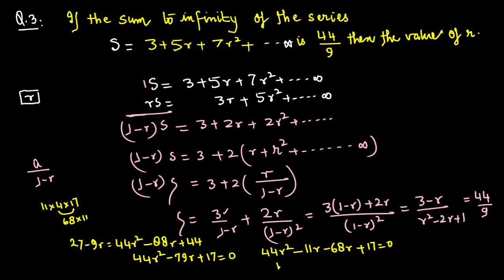From here I am taking common 11r and from here I am taking minus 17 common. So what will be the remaining? It will be remaining 4r minus 1 is equal to 0. So r value is 17 by 11 and r value is 1 by 4. This is the answer of question number 3.